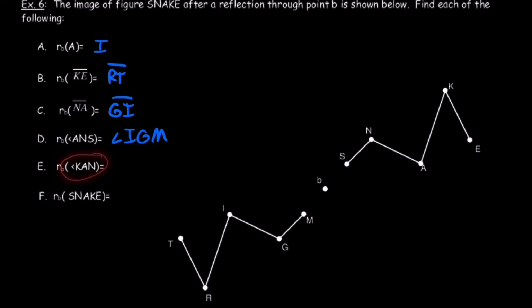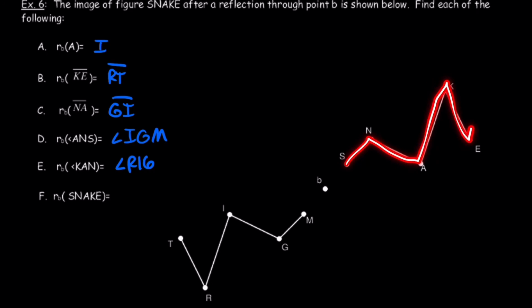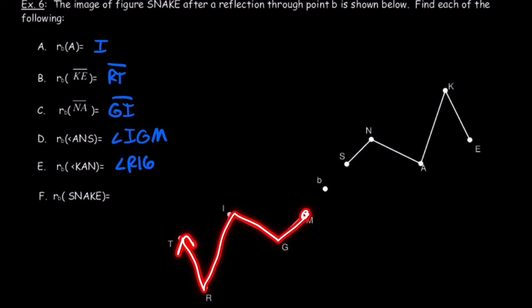Next, we have angle KAN. KAN would get reflected to RIG. Okay, and that's an angle, RIG. And the last one's pretty easy, because notice they say SNAKE. So you start here at S and work your way back. We just have to list the letters in that order. MGIRT.